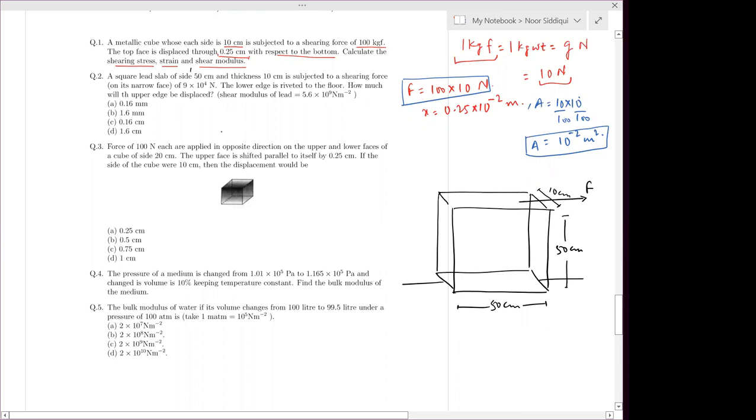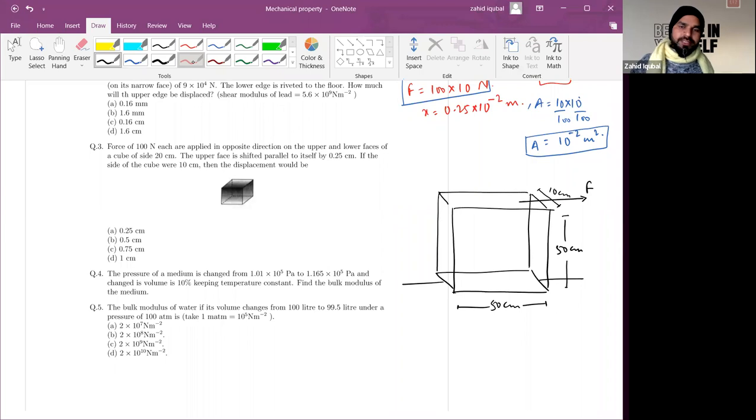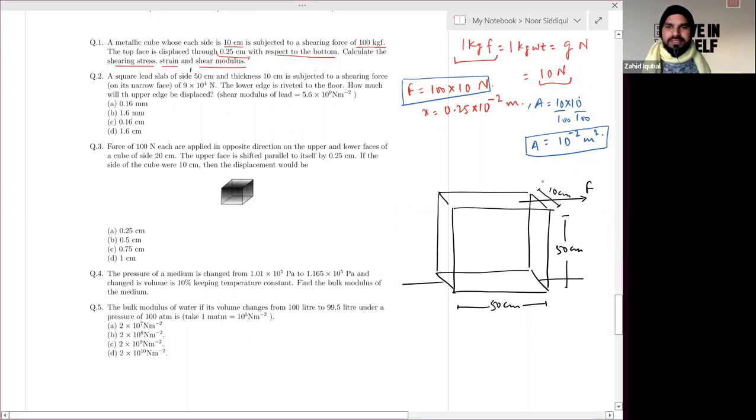Now we have force. You can find area of cross section of this top surface by multiplying length into breadth. Length is 50 centimeter and breadth is 10 centimeter. Convert first into meter and then find area in terms of meter square. So according to the formula, stress equals force divided by area of cross section. So force we have 9 into 10 to the power 4 divided by area of cross section, length into breadth, 0.5 into 0.1.